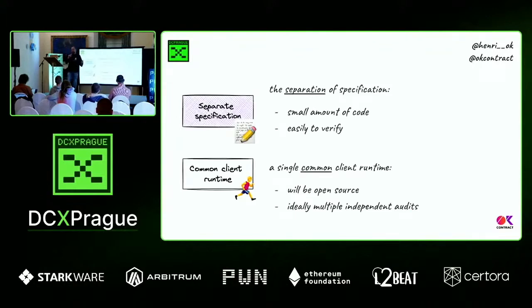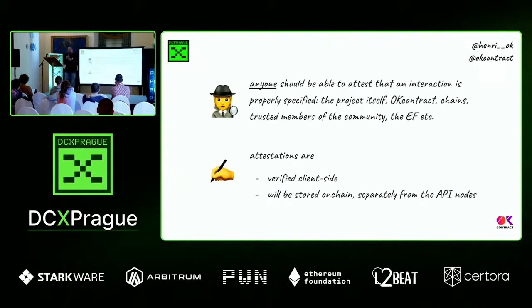Because of the separation of the specification and the runtime, it's basically a much smaller amount of code for each project and each interaction. That makes it easy to verify. And the single common runtime, which will be fully open source, of course, as well, can be audited multiple times and independently. For instance, now we're working with Optimism, and we'll probably try to audit it on their side, and several other people will be able to audit that common runtime.